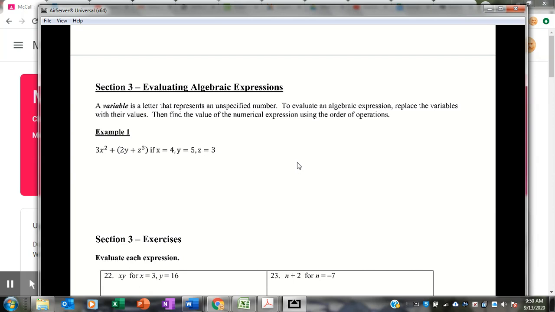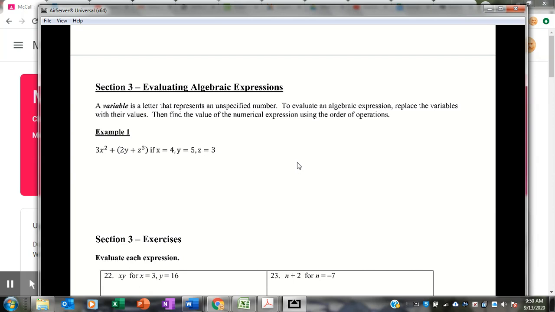Today, we are going to cover Section 3 in the review assignment. Section 3 deals with evaluating algebraic expressions. So let me read you the first part. It says a variable is a letter that represents an unspecified number. To evaluate an algebraic expression, replace the variables with their values, then find the value of the numerical expression using the order of operations. So to back up real quick, a little bit of background.